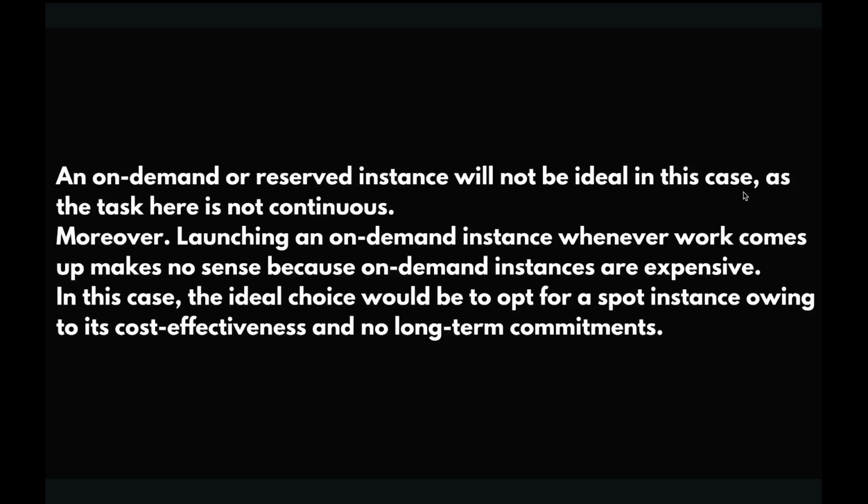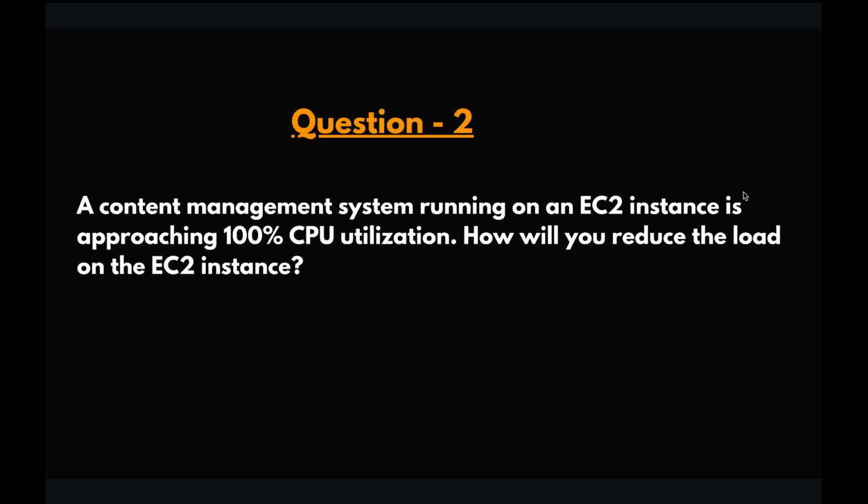Cool, let's discuss our next question then. A content management system running on an EC2 instance is approaching 100% CPU utilization. How will you reduce the load on the EC2 instance? What they're trying to say is that we have an EC2 instance that is reaching 100% CPU utilization, meaning traffic is coming to my website, that website is hosted on EC2, and my CPU is reaching 100%. So what are the ways by which I can reduce the load on my EC2 instance?